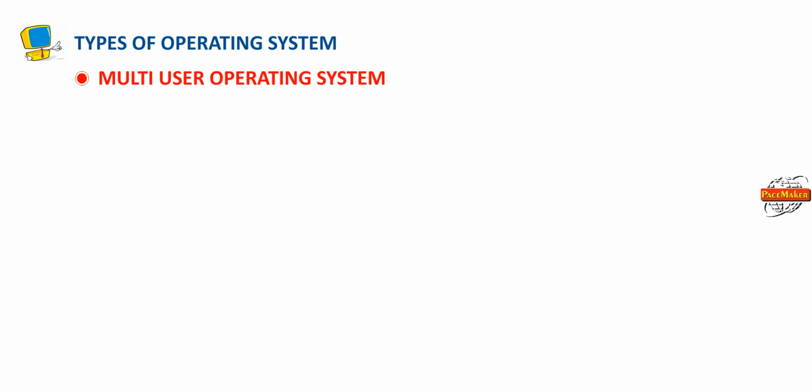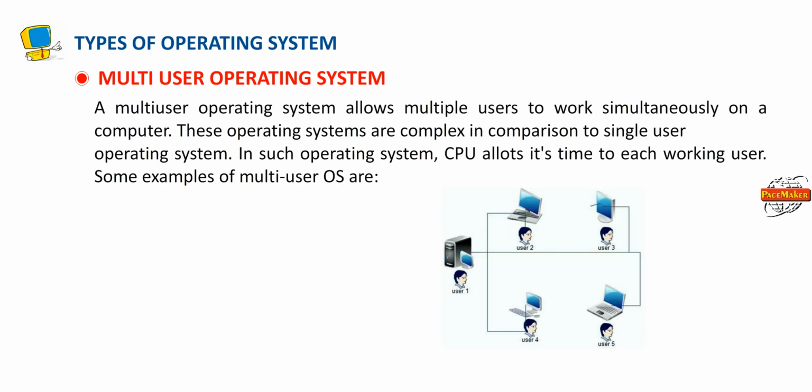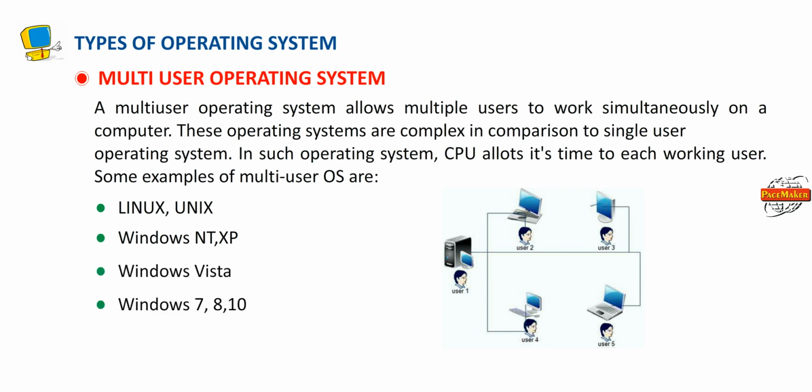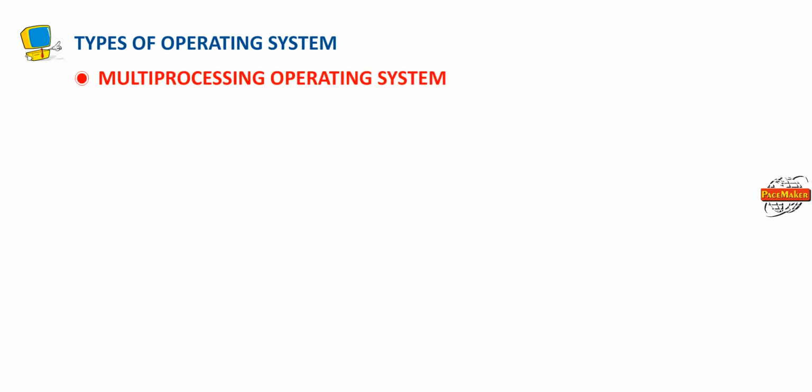Multi-user operating system. A multi-user operating system allows multiple users to work simultaneously on a computer. These operating systems are complex in comparison to single-user operating systems. In such operating systems, the CPU allots its time to each working user. Some examples of multi-user OS are Linux, Unix, Windows NT, XP, Windows Vista, Windows 7, 8 and 10.